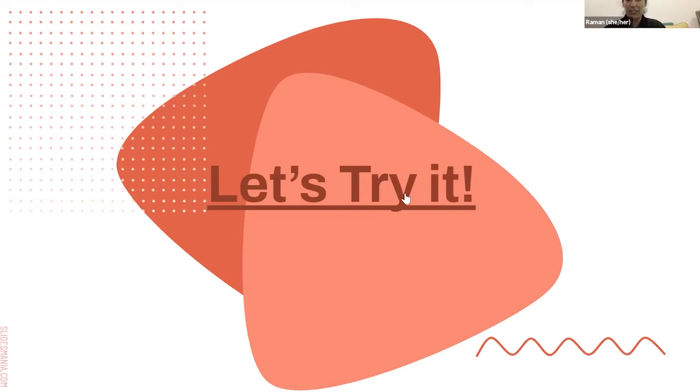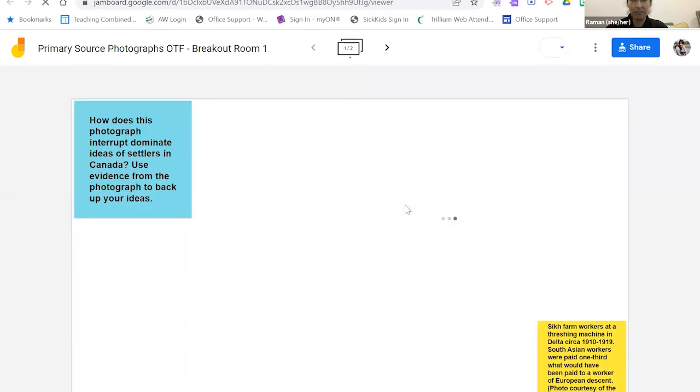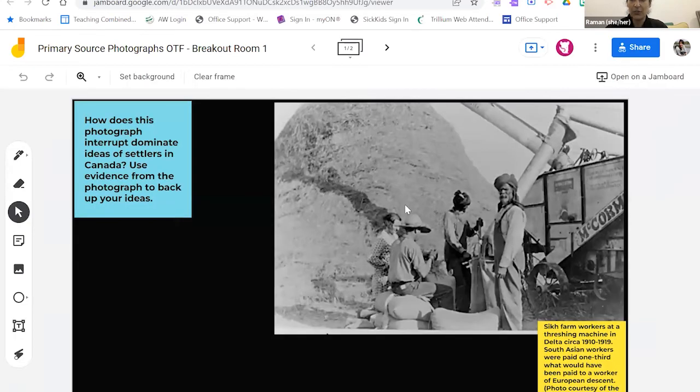Okay, so now I'm going to show you the Jamboard, and this is what we'd like you to do. We'll put the link for the Jamboard in the chat in just a second. We've given you a photograph taken from the Delta Archives in British Columbia. How does this photograph interrupt dominant ideas of settlers in Canada? Use evidence from the photograph to back up your ideas. That's one of the frames in the Jamboard where we would like you to put your responses and thoughts.